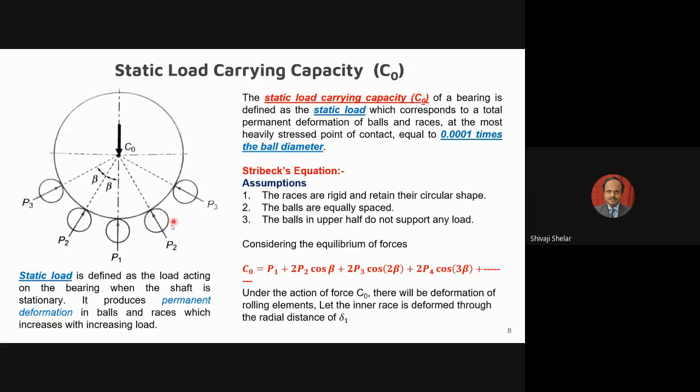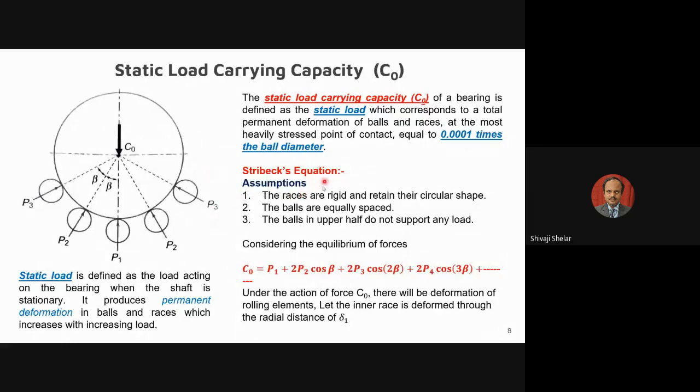Let's evaluate this value of C0 by making some calculation here. We have taken a number of equally spaced spherical balls here. Here we are assuming the resistance offered by this ball is P1. The radial resistance offered by this roller is P2. Again, this is symmetric, so this will also be P2. Here P3. This is symmetric, so this will also be P3, and so on.